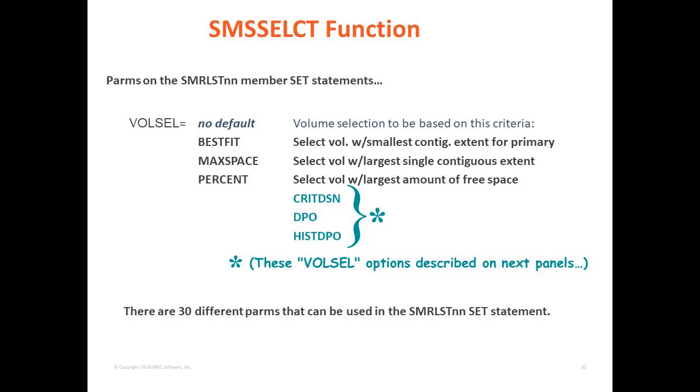For this session, we concentrate on one of the more common params, volcel. Best fit, max space, and percent are used by the function to allocate datasets to logical volumes based on the requested space of the allocation. Best fit will select the volume with the smallest contiguous extent. The thinking is that volumes with small segments of contiguous space will get used for small allocations to prevent fragmentation. Max space is used for large datasets, again using the large contiguous chunks of space based on space requested. Percent selects the volume with the largest percentage of free space.